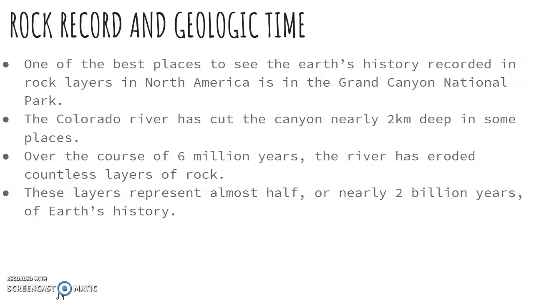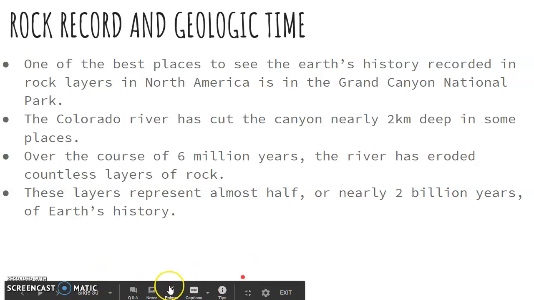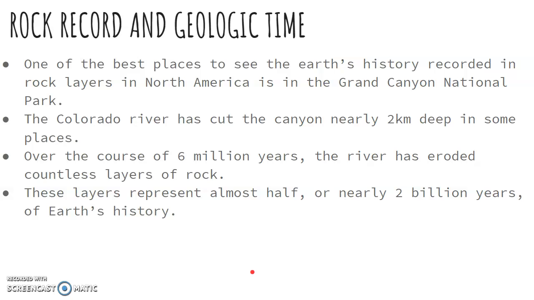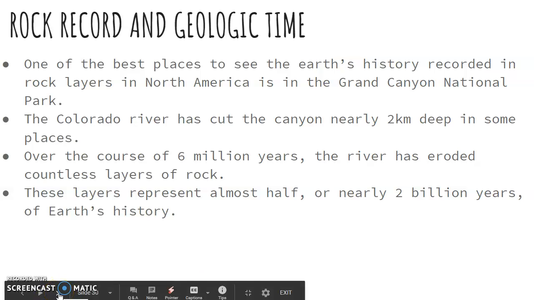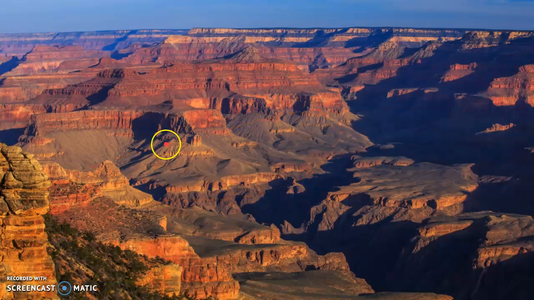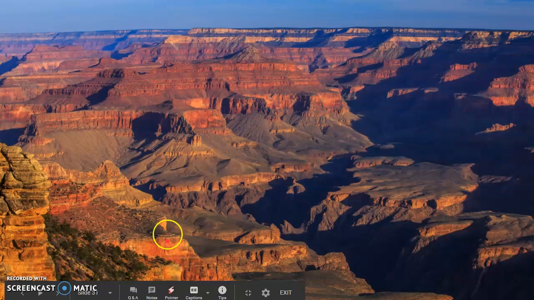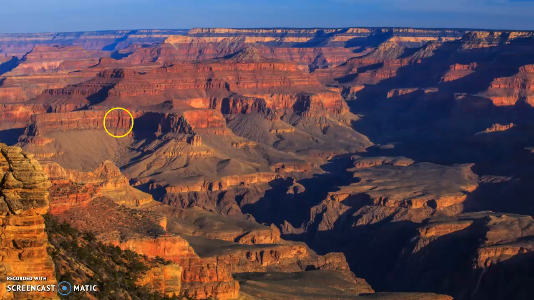Over the course of 6 million years, the river kept eroding countless layers of rock. As the river flowed, it took away particles of rock and kept eroding the layers. These layers represent almost half, or about 2 billion years, of Earth's history. So that's saying something. If you did want to learn something about the rock records or rock layers, go to Grand Canyon National Park. And this is a picture of what it looks like. Even here, we can see there are so many different layers, so many sediments, and it's beautiful. These also have a lot of fossils that have not been discovered yet.